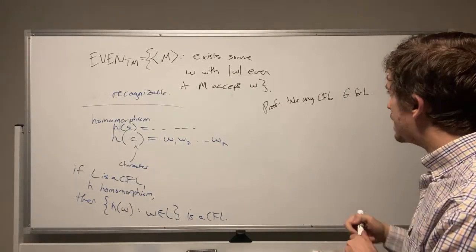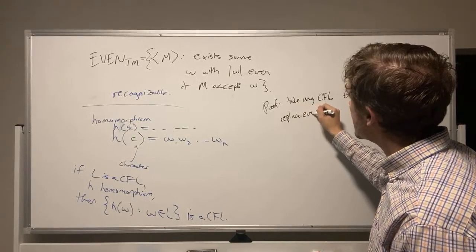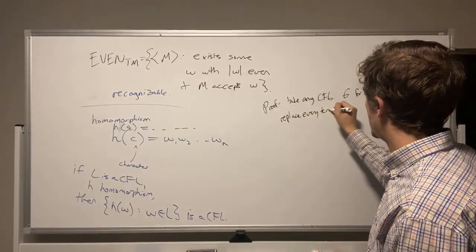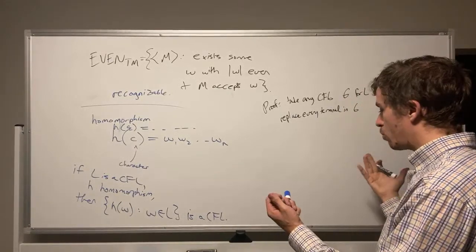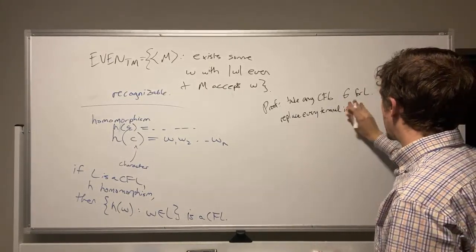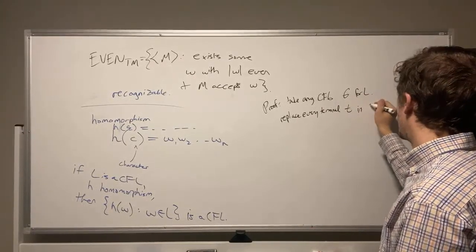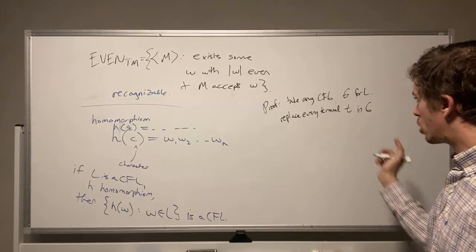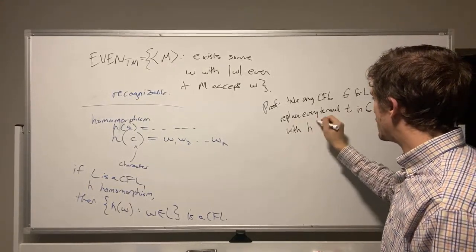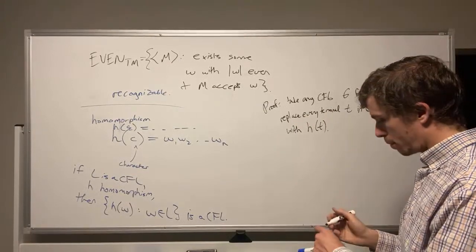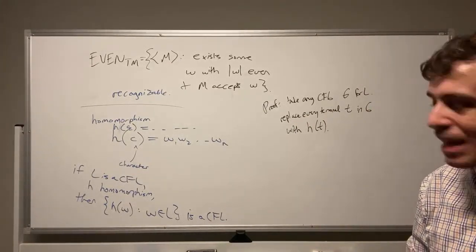Then what we do is replace every terminal in some rule of G. Let's call it T for terminal. So every single terminal, we're going to replace with H of T. And that's it. It's actually surprisingly short.